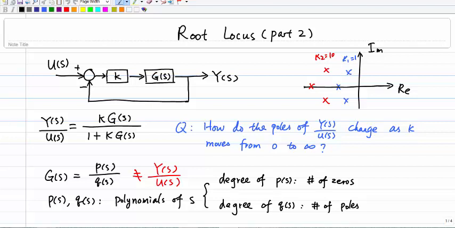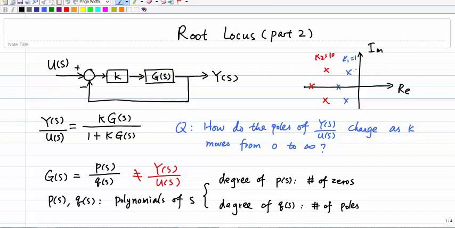This G(s) is not the closed loop transfer function. The closed loop transfer function is given by Y(s) divided by U(s). By using the block diagram, we know that this transfer function is given by k times G(s) divided by 1 plus k times G(s). So the root locus talks about how the poles of the closed loop transfer function change as my k increases from 0 to infinity.